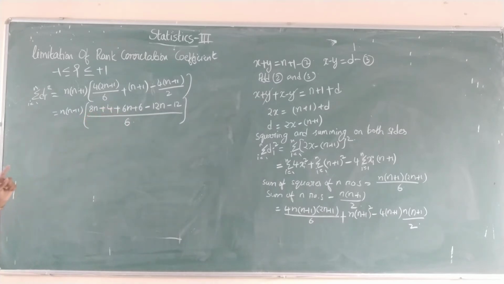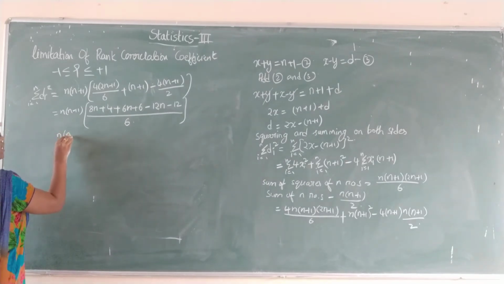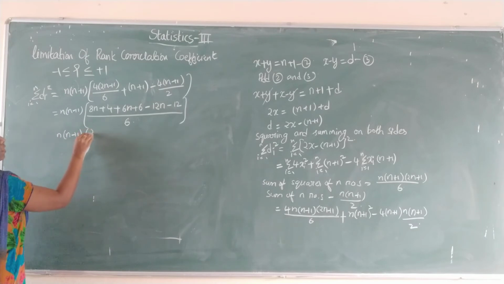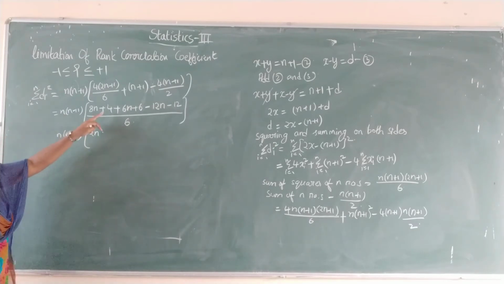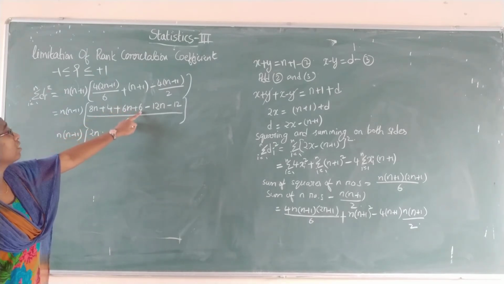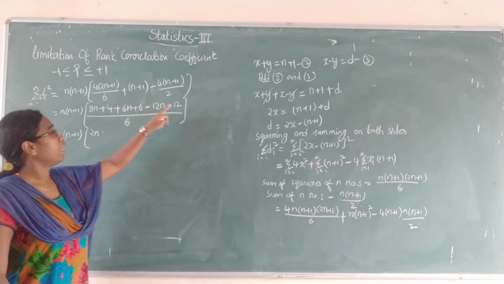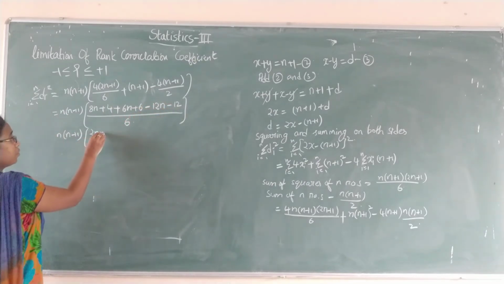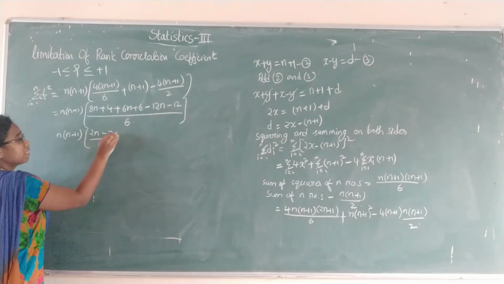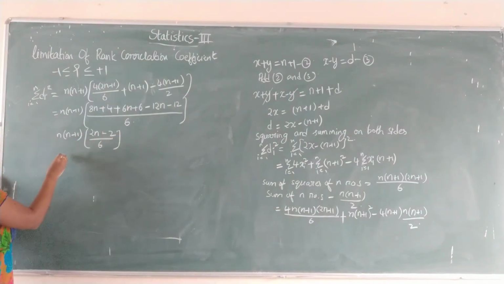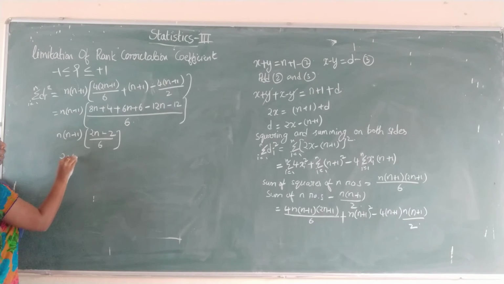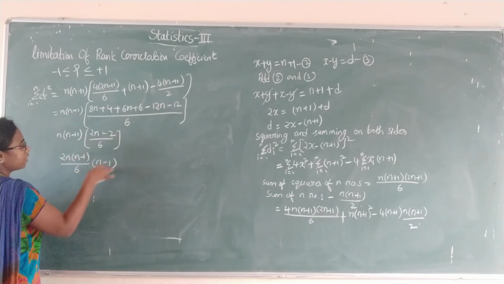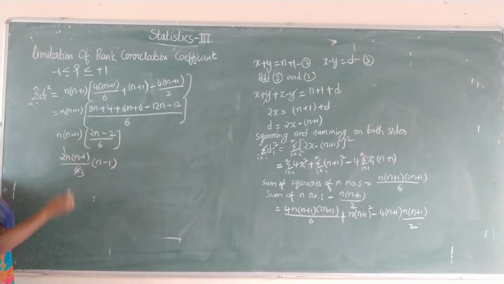8n plus 6n is 14n. So 14n minus 12n is 2n. Then see the constants. 4 plus 6 is 10. 10 minus 12 is minus 2 by 6. So if you take out 2 common, you get 2n into n plus 1 by 6 into n minus 1. 2 1s are 2, 2 3s are 6.